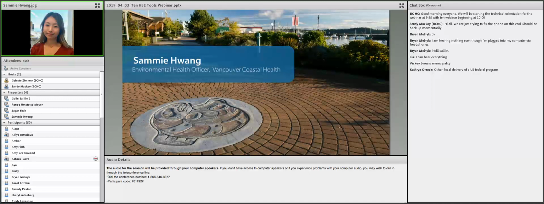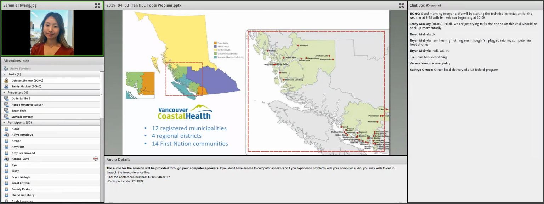Before I start, I'd just like to acknowledge that the facilities and services of VCH are situated within the traditional homelands of the Musqueam, Squamish, and Tsleil-Waututh people. And for those who don't know, VCH serves urban and rural communities that include 12 municipalities, including Richmond, Vancouver, North Shore, up the Sunshine Coast, the Sea to Sky Corridor, Powell River, and all the way up to Bella Bella and Bella Coola. We also have 4 regional districts and 14 First Nations communities.